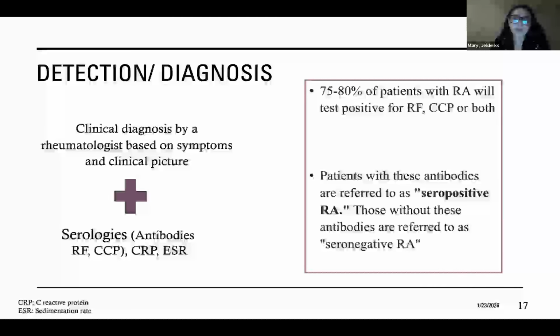As I've said, around 80% of patients with rheumatoid arthritis will test positive for the rheumatoid factor and CCP, or both. And patients with these antibodies is essentially where we get the terminology seropositivity for rheumatoid arthritis. Those without those antibodies, we refer to them as seronegative. And there is that small portion of patients who do remain negative.